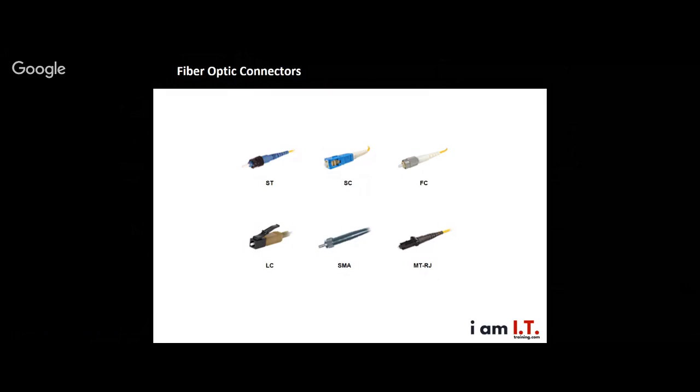An LC is a local connector. It's a little bit smaller of a form factor, and it still has that center ceramic piece that's in the center, right? But it's good for both single mode and multi-mode fiber, and it's about half the physical size of a standard connector or straight tip connector.